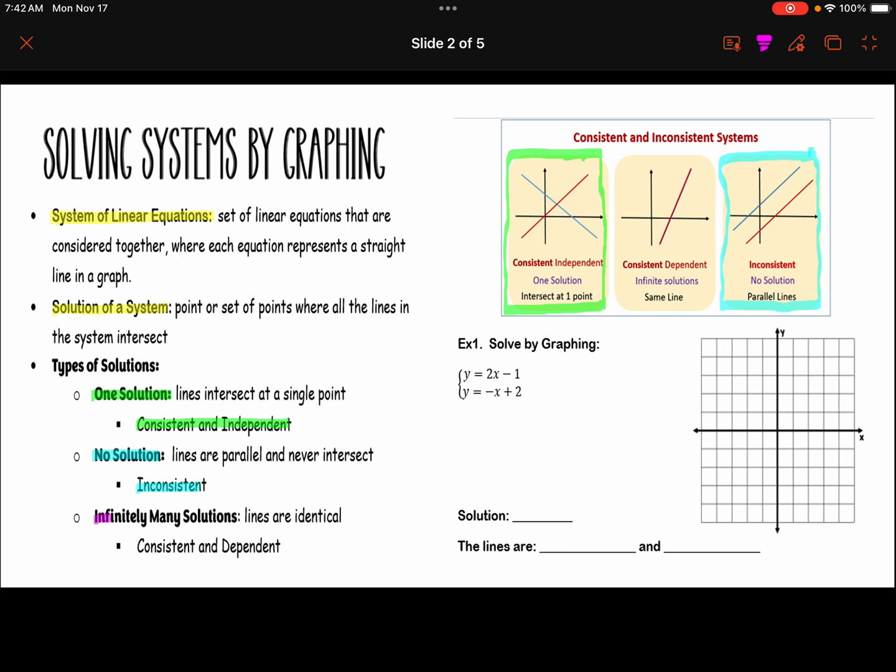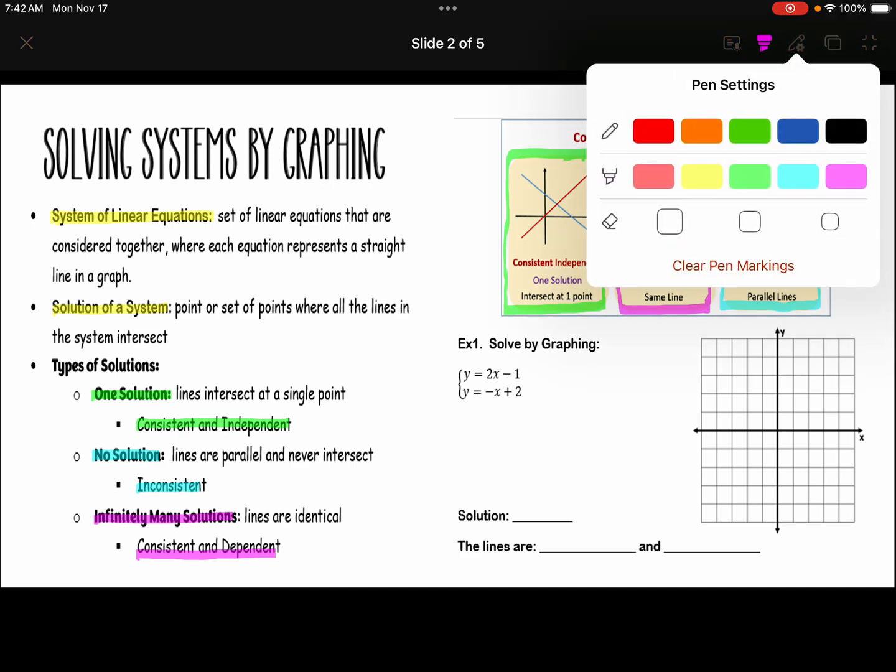Or we can have infinitely many solutions, and this is where the two lines are always intersecting because they end up being one on top of the other. They're identical lines. And so these are called consistent and they're dependent because they're stuck together like glue. So those are the three types that we can get. Okay, so then let's go ahead and try graphing.